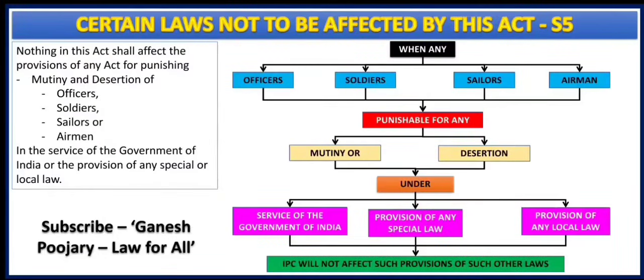While sections 2, 3 and 4 are discussing what is covered under the Indian Penal Code, section 5 discusses certain laws not to be affected by this Act. The bare act provision says nothing in this Act shall affect the provisions of any Act for punishing mutiny and desertion of officers, soldiers, sailors or airmen in the service of the Government of India or the provision of any special or local law.